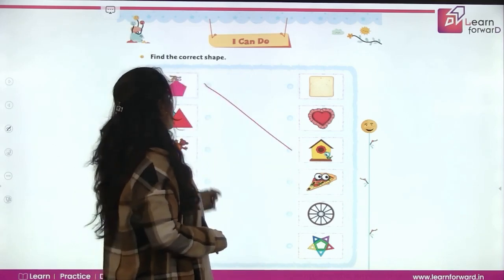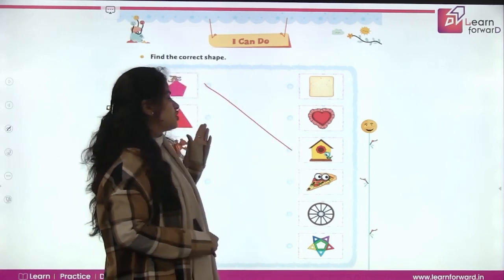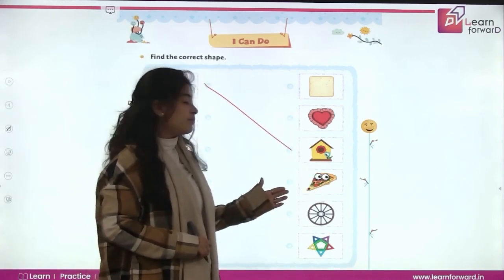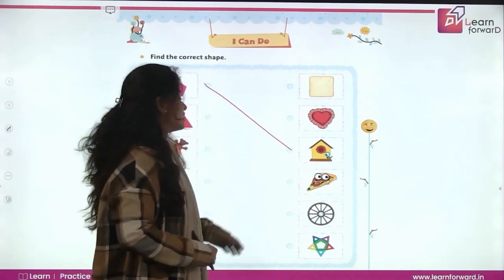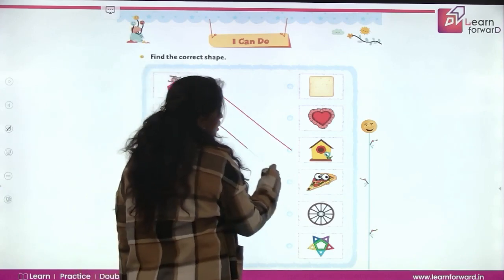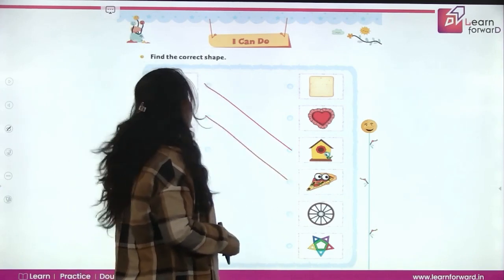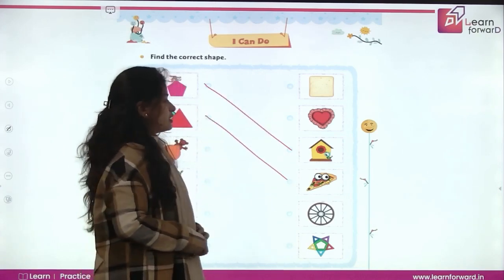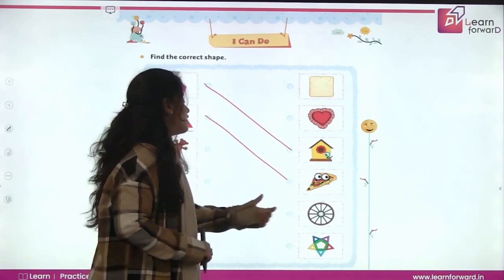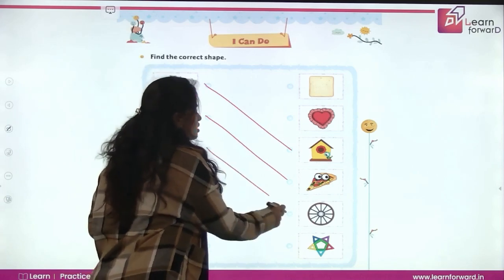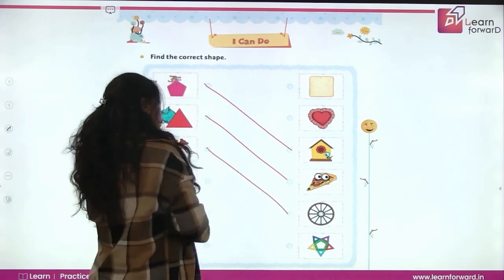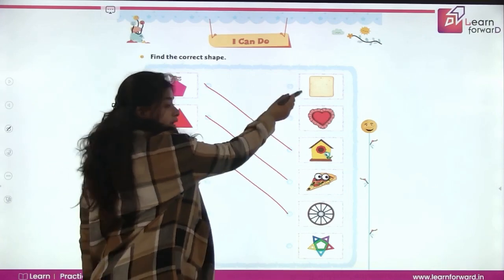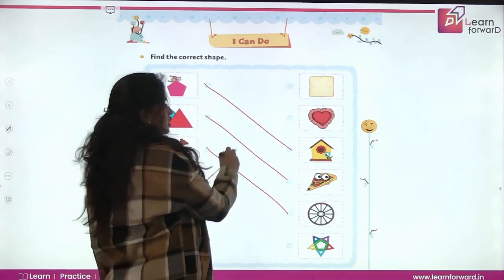Okay. Next is triangle shape. Now, which of these things is triangle in shape? A pizza slice. A slice of pizza is of a triangle shape. Next is a circle shape. Which of these is in circle shape? A wheel. Match the circle with the wheel. Next is square. Now, a slice of bread is in square shape.